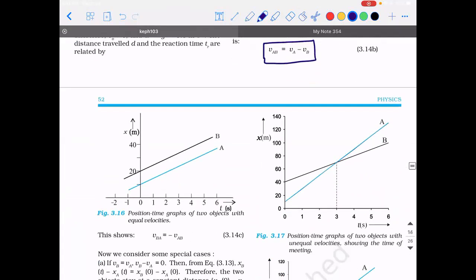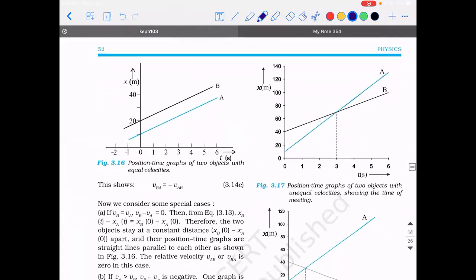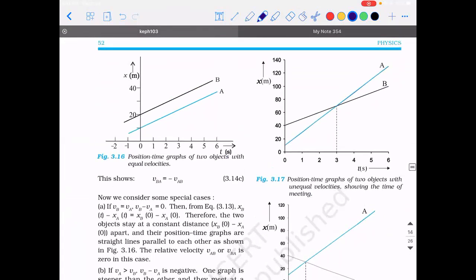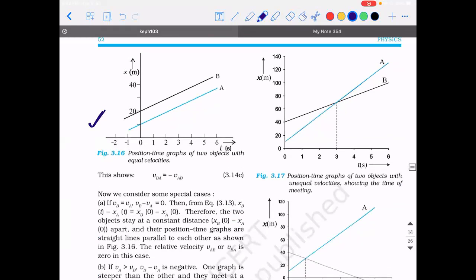Okay. Now, how will you use position time graphs of two objects with equal velocity? Now, observe. So, listen, guys. Position time graph. Okay. If you draw a line in a position time graph, what does the slope of that line represent? Velocity. The slope of a line in the displacement time graph is velocity, right?